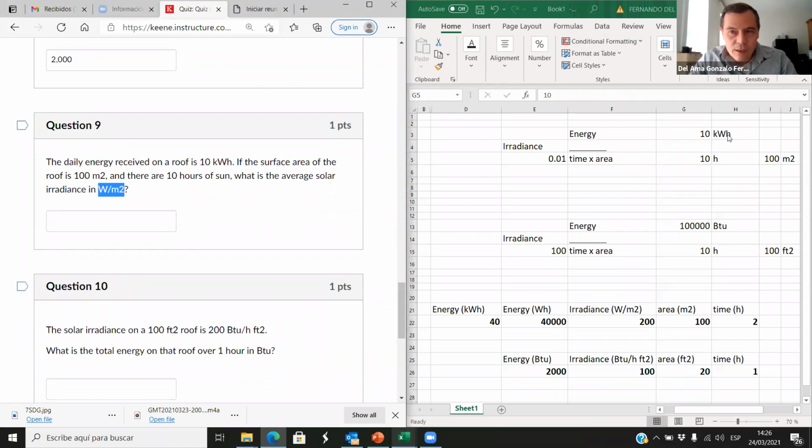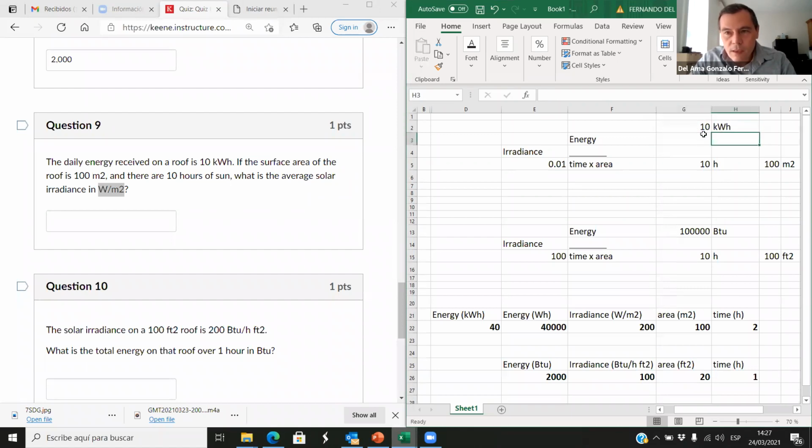Okay, so that's interesting because here we are talking about kilowatts. So if we want to turn this into watts, we can copy this here. Because if we are talking about watts, that equals kilowatts times 1,000.